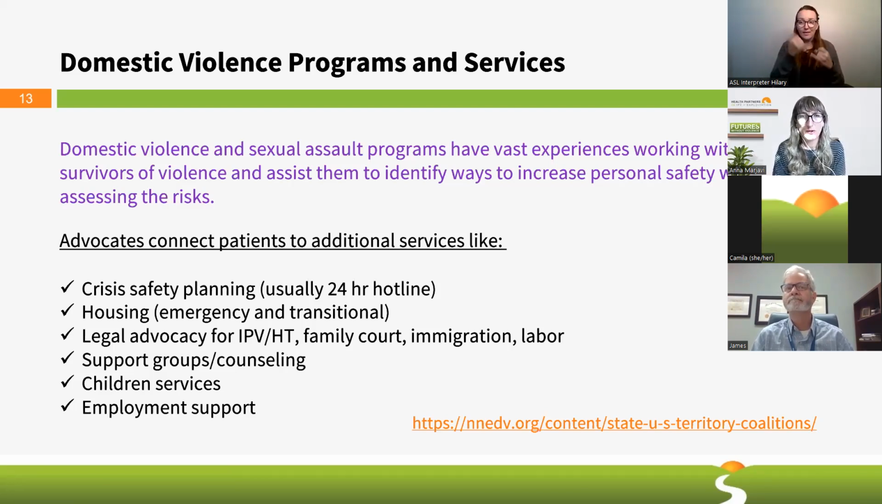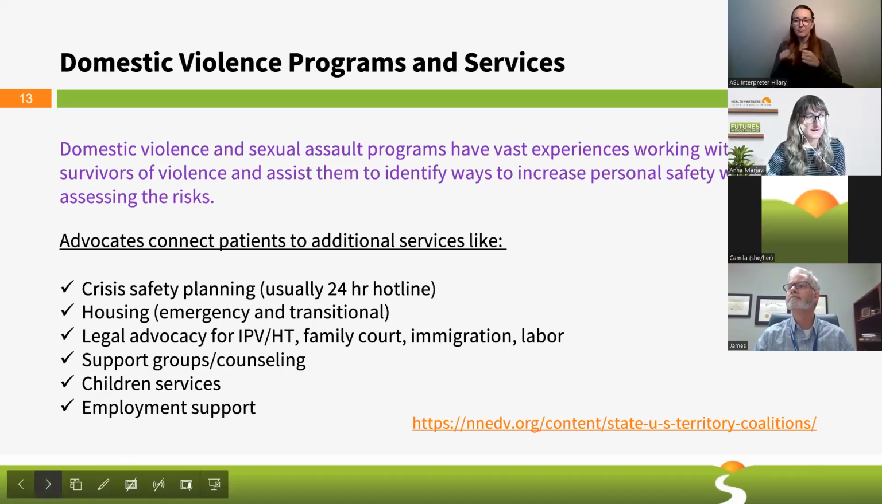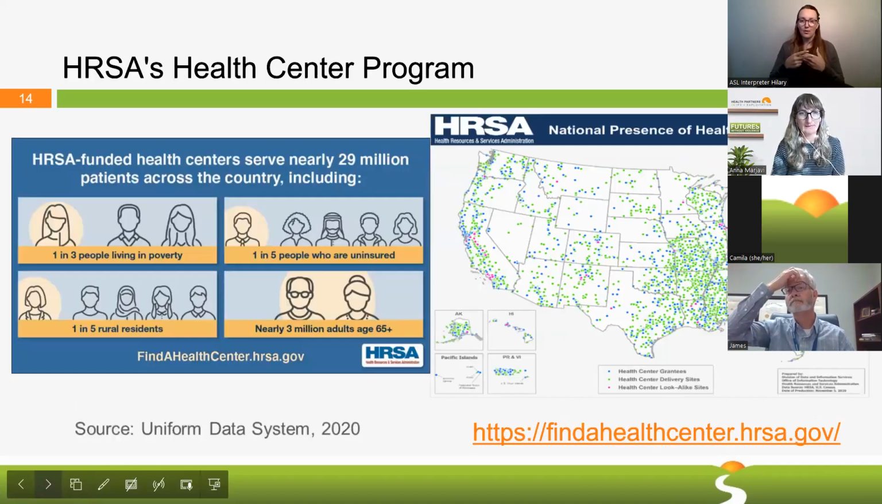They support all kinds of needs, whether it's for adults or children, as well as employment support. And you can identify your local program through the link on the slide by first finding your state or territory coalition and then connecting with them about their member programs. Next slide, please.